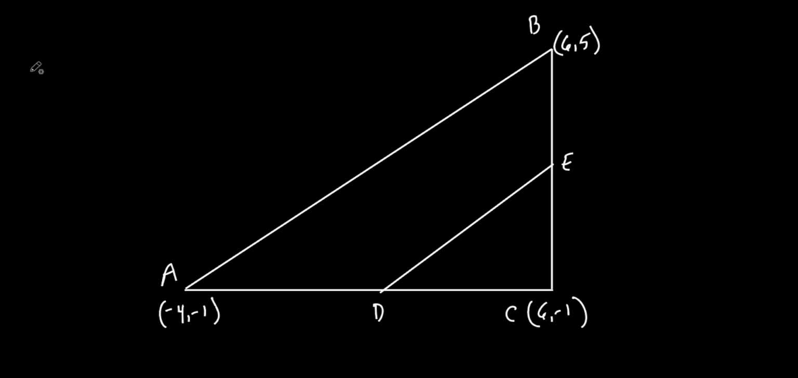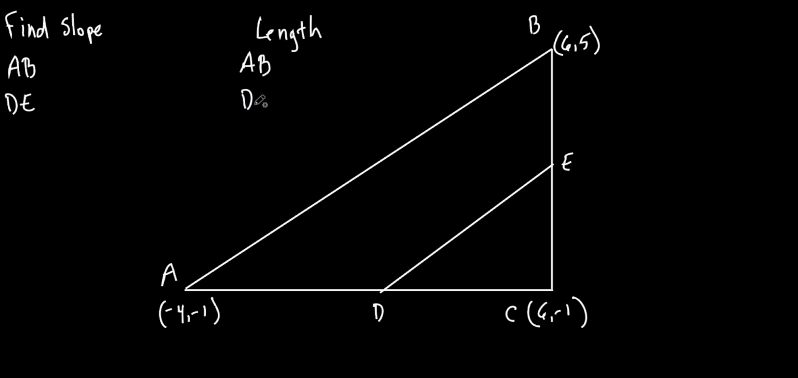Okay, so I'm going to ask you to find 2 things. I'm going to ask you to find the slope, and I'm going to ask you to find the length. So I'm going to ask you to find the slope of AB and the slope of DE. I'm going to ask you to find the length of AB and the length of DE.